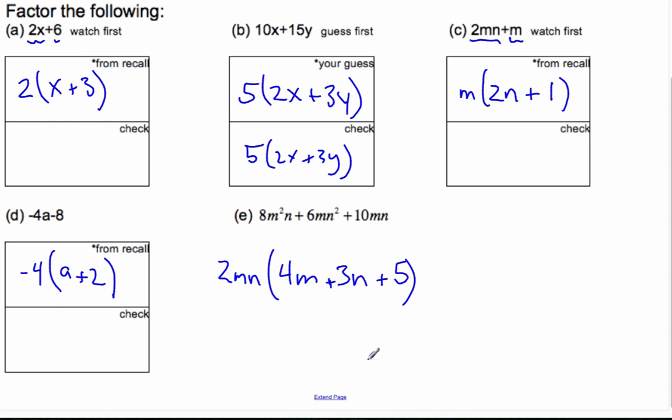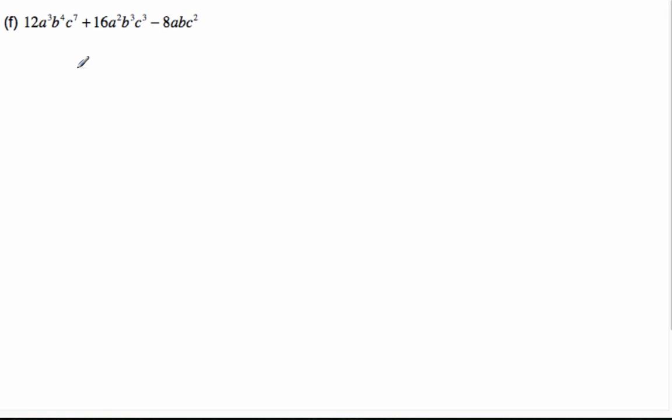Pause the video, hide it, try it yourself. And finally, the last one here, I'd like you to try this one yourself. Pause the video, try it, see how you're doing. It's pretty hard. Oh, you tried it?